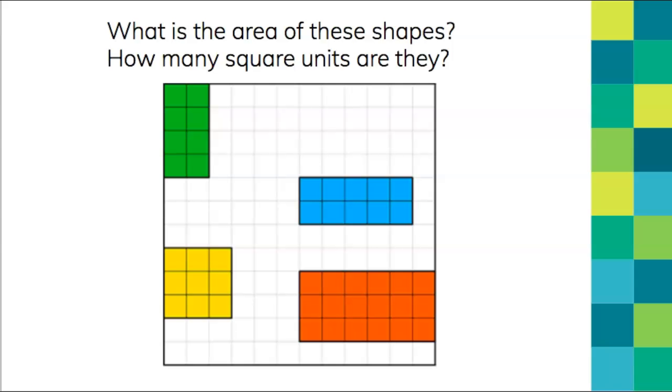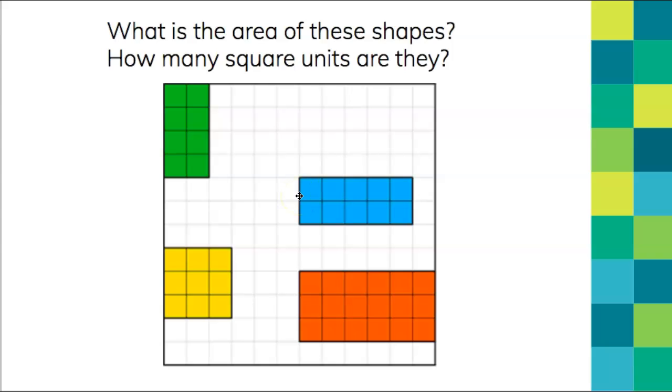We are going to practice together. What is the area of these shapes? How many square units are they? Well, we can count this green rectangle, and we can say that it is 1, 2, 3, 4, 5, 6, 7, 8 units. That is the area of it.